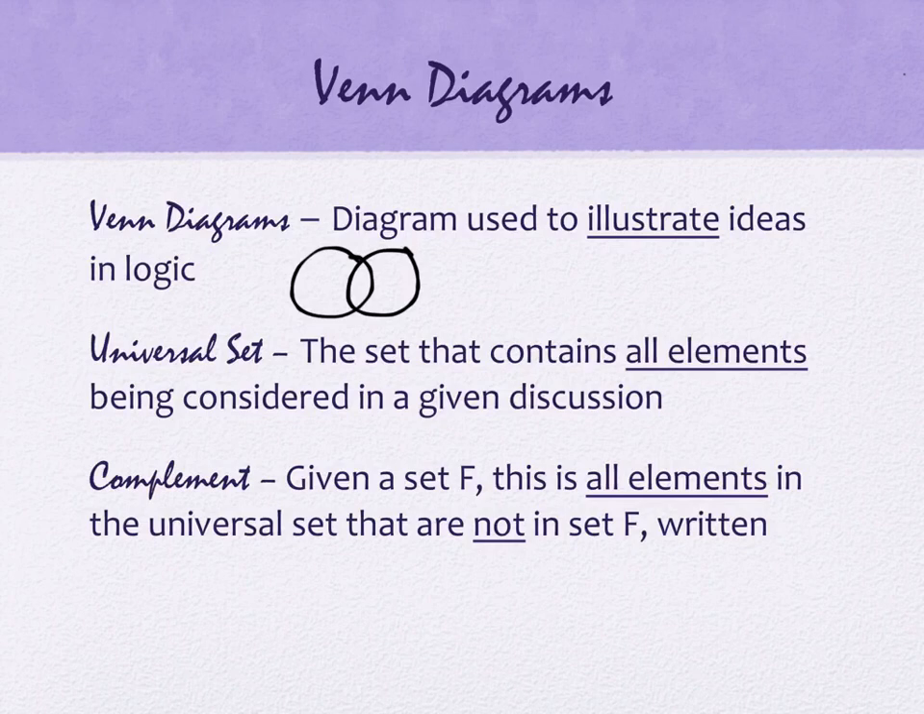Okay, so this is a Venn diagram. It talks about what things people share in common or what groupings or categories are in common and what things are different.